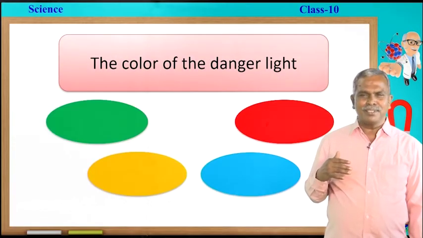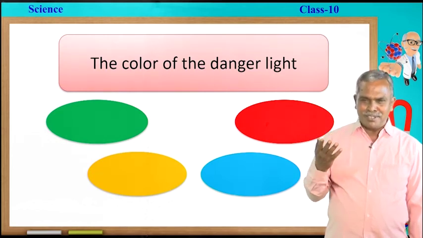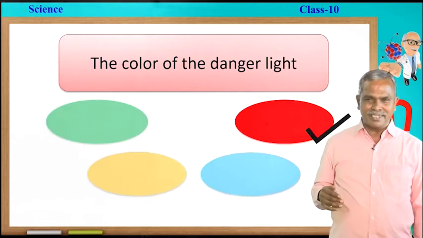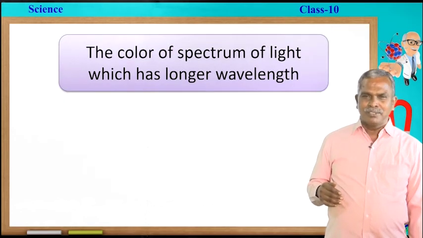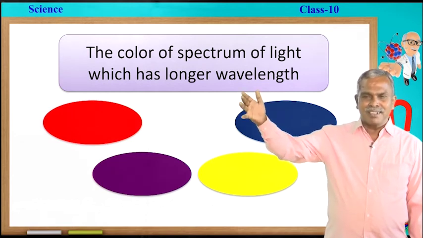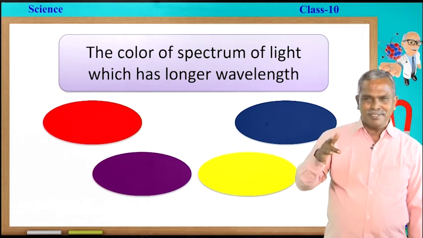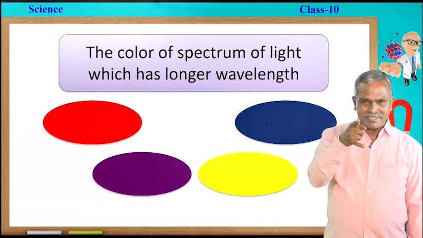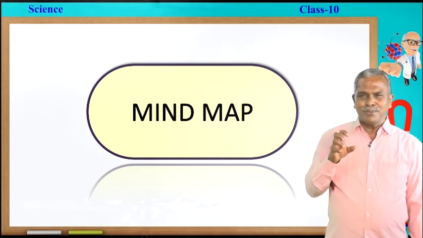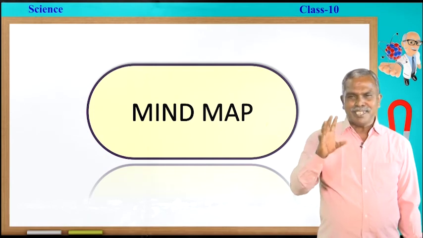The color of the danger light, just now I told danger light. So, definitely before I stop asking the question, already you have answered it, that is danger light is red color. The color of spectrum of light which has longer wavelength, sunrise, sunset, you recall and you please give the answer. Your answer is definitely this one only. Okay children? Okay, till now even in the recapitulation also your participation was very amazing.